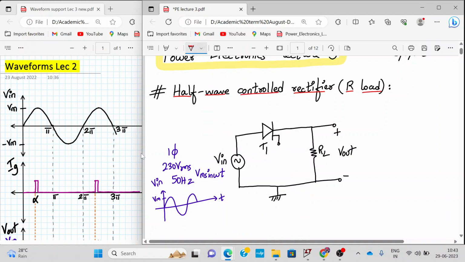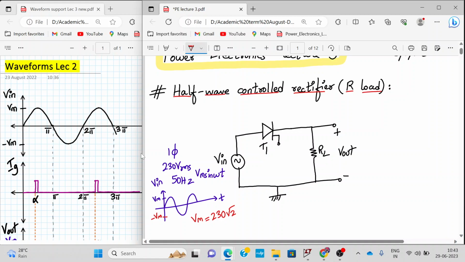Basically we know the relation that Vm is RMS times root 2. So it will be 230 root 2. The peak value of the input will be 230 root 2. Similarly, we will have minus 230 root 2, plus 230 root 2, minus 230 root 2. All right.